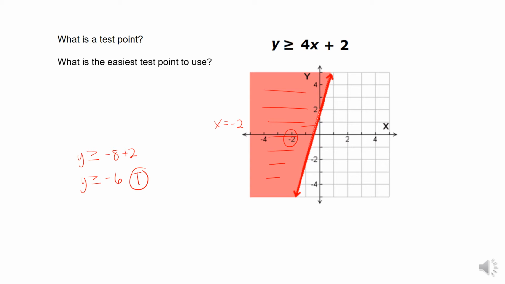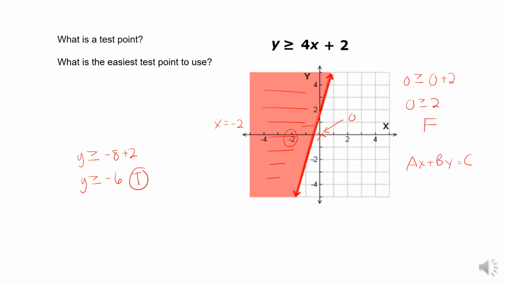The easiest test point to use is 0, 0, because plugging it in is really easy. So you just plug in 0 is greater than or equal to 4 times 0 is 0, plus 2. 0 is greater than or equal to 2. Well, that's false. That means that that point is not a solution, and I should shade on the other side, which I already did. So using 0, 0 comes in really handy if your equation is in slope-intercept form and you used your intercepts to graph. Then you can just quickly use that to test which side you should shade on.